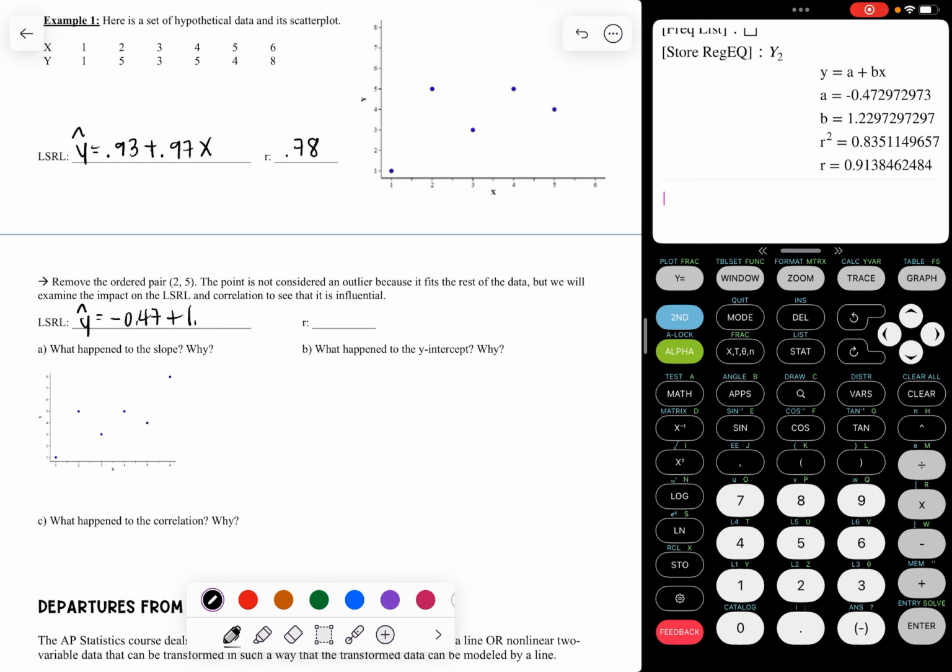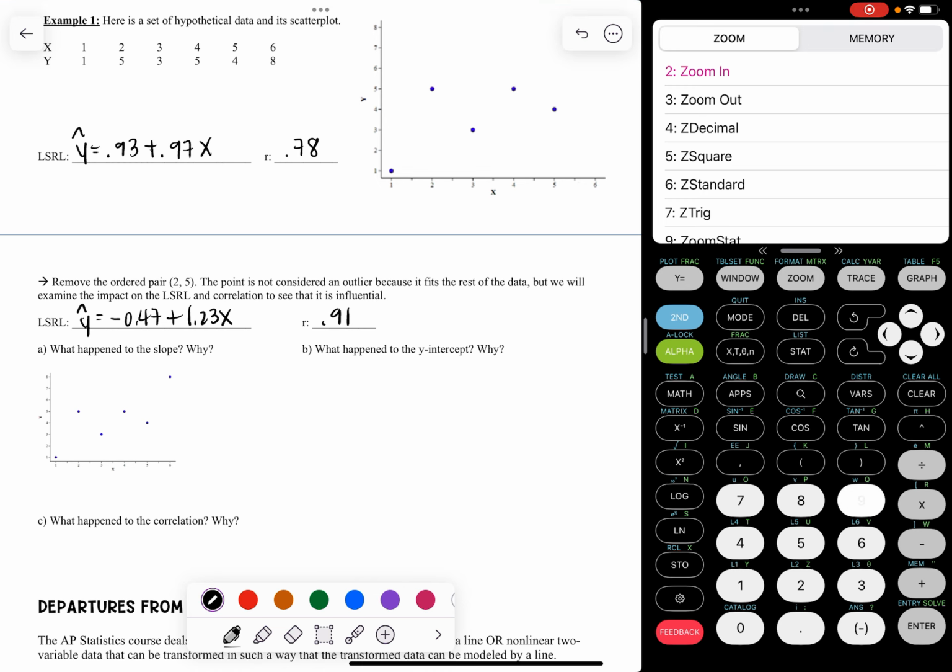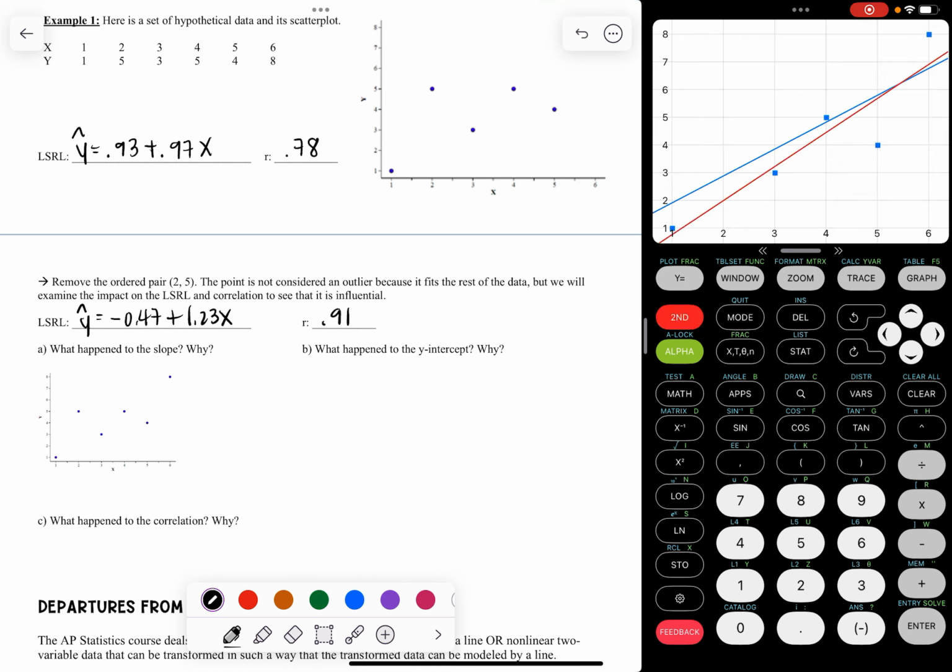plus 1.23x. And my R value jumped all the way up to 0.91. So it went from a moderate relationship to a strong relationship. And if we look at this graph, zoom 9, there it goes. We can see that the line itself has changed. So now it has a lower y-intercept and it has a steeper slope.